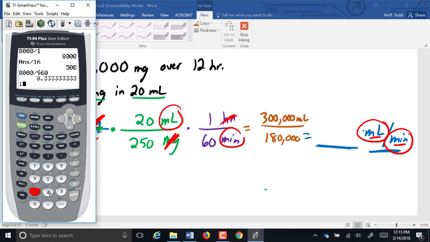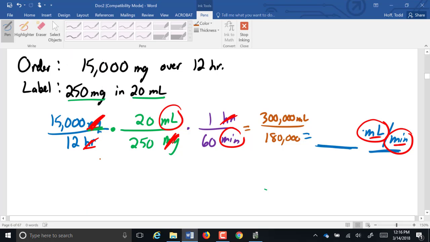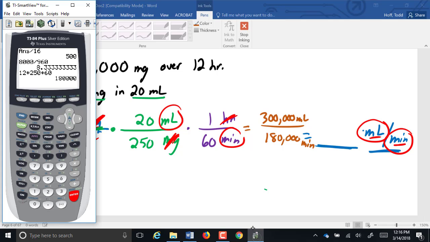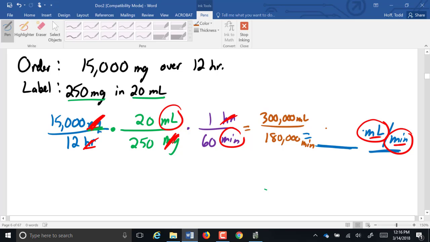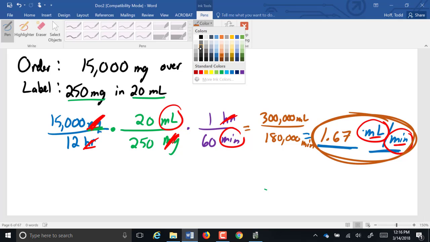180,000. Let me try that out. 12 times 250 times 60. And it is 180,000. So we have to divide that out. That is 180,000 minutes. So 300,000 divided by 180,000 gives us 1.666. So rounded to 2 decimal places, we're going to round that to 1.67 milliliters per minute. That is our flow rate.